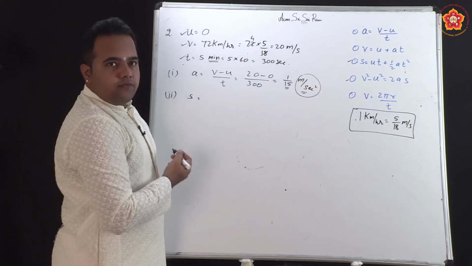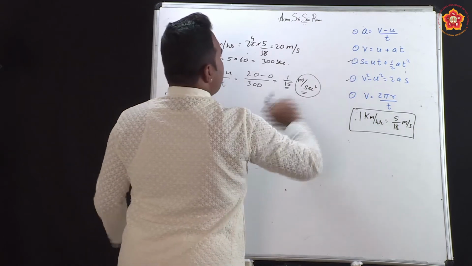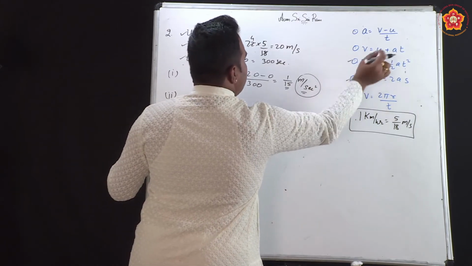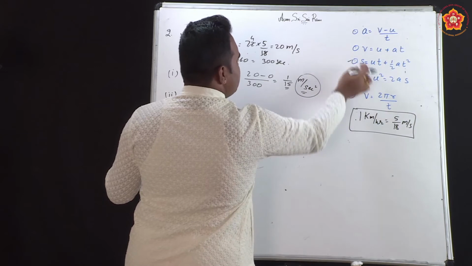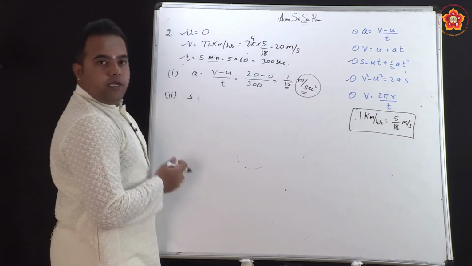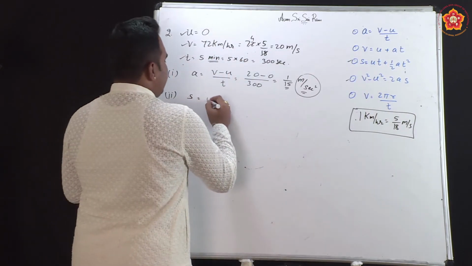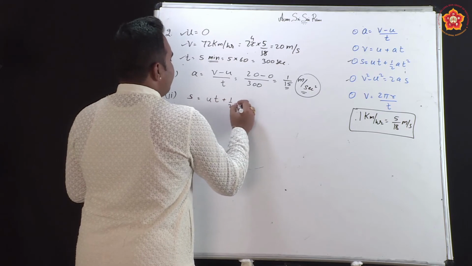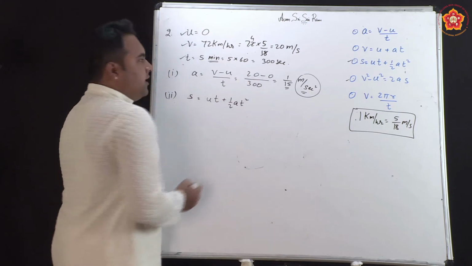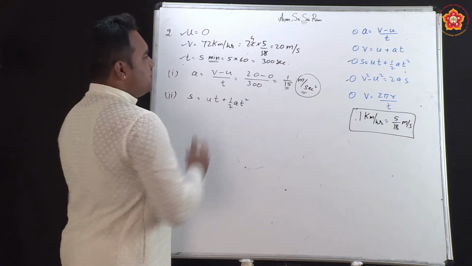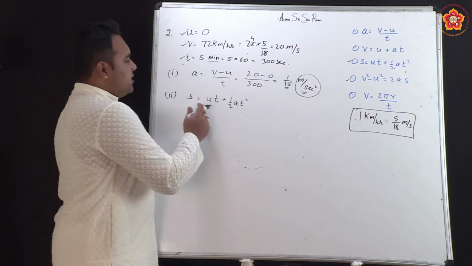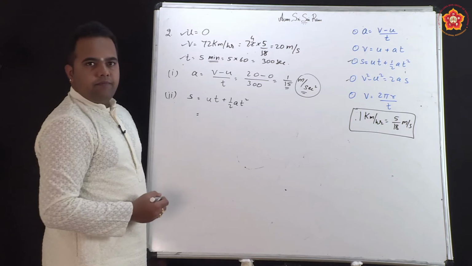We can use any of this because we have all the parameters. I know u, I know time, I know the acceleration. I can go with this, or I can go for the third equation as well. Let us use the second equation, ut plus half at square, and then later if you check the same result by using the third equation, we find that the distance obtained is same.